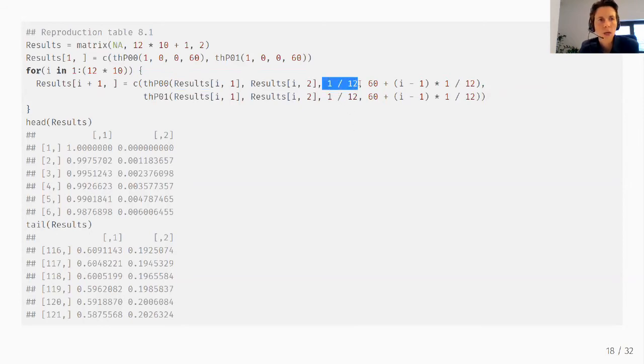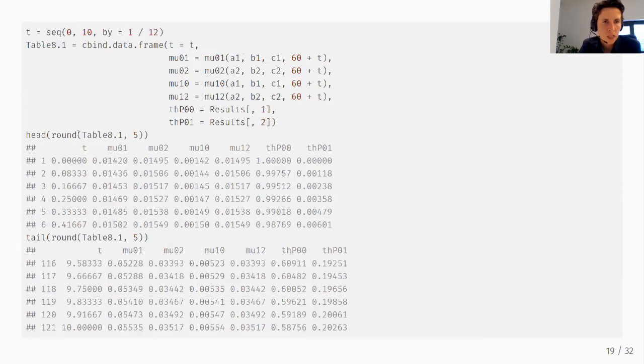You see that over here, I always use the step size 1/12, and I let my age, of course, change. I let my age move along these values in the grid. So putting that all together, I can in the end evaluate what's the probability in a 10-year period to be again in the healthy state or to be in the disabled state. So these values should match the ones which are reported in the book. In fact, we completely reproduced table 8.1 in the book.